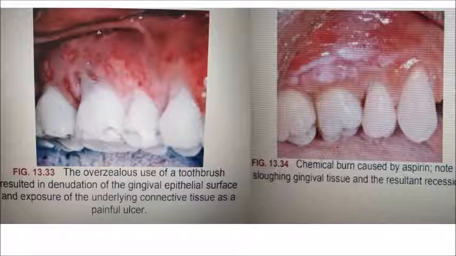The second figure is actually a chemical burn caused by aspirin. So how do you identify it? It will show whitish sloughing gingival tissue. So aspirin burn is going to cause a gingival slough. Recession is also present, but that is common. Due to toothbrush trauma also, and due to aspirin burn also, you can get gingival recession.